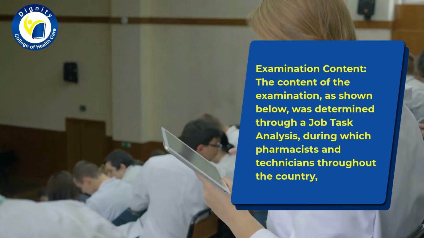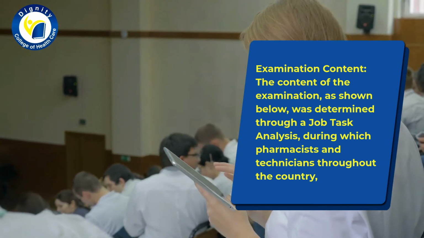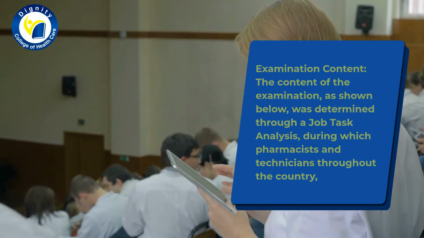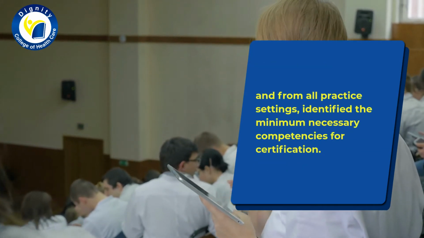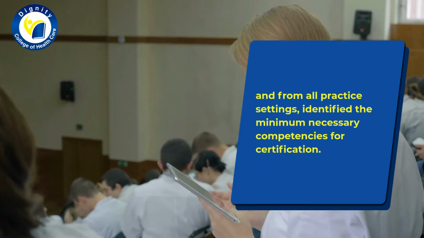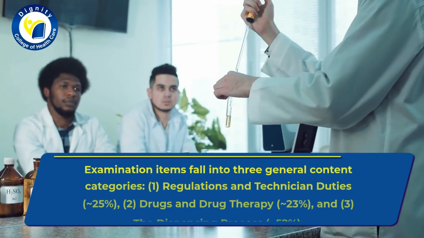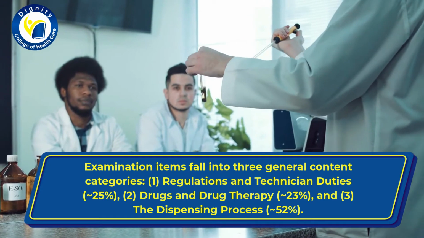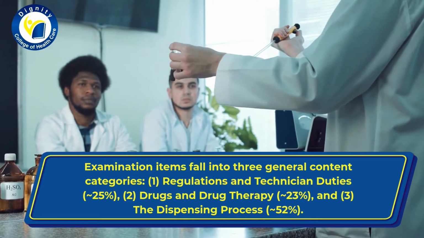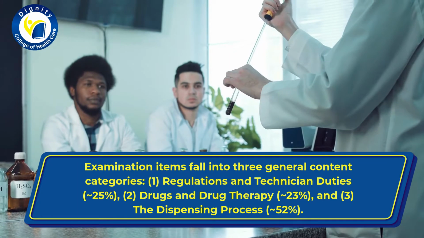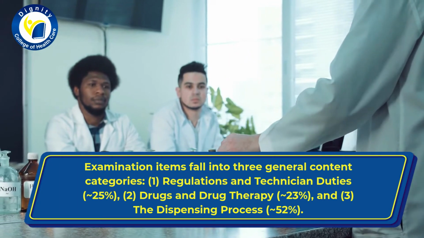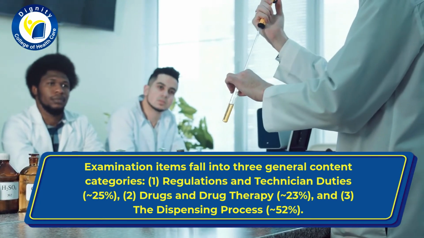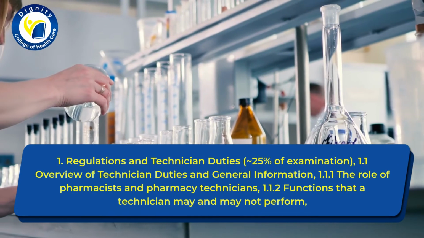The content of the examination, as shown below, was determined through a job task analysis, during which pharmacists and technicians throughout the country, and from all practice settings, identified the minimum necessary competencies for certification. Examination items fall into three general content categories: 1. Regulations and technician duties, 25%, 2. Drugs and drug therapy, 23%, and 3. The dispensing process, 52%.